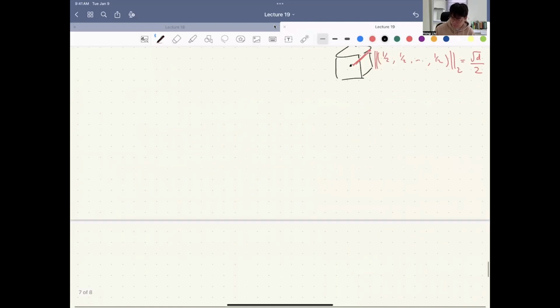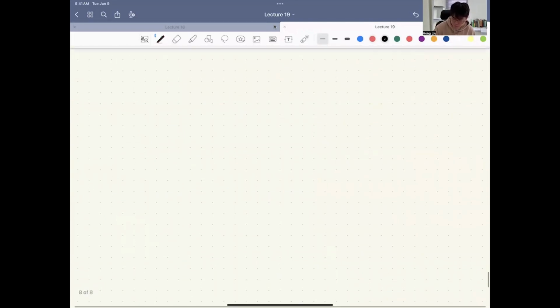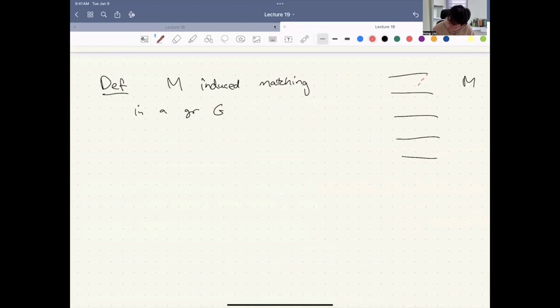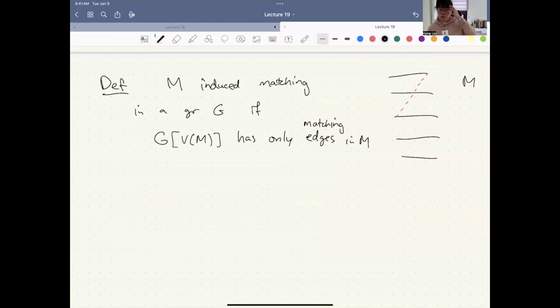Let's recall the definition. Let me start a new page. A matching M is an induced matching in the graph G if the graph induced on the vertex set of M has only matching edges. We don't have any other edges. This is called an induced matching. The induced subgraph is exactly M.